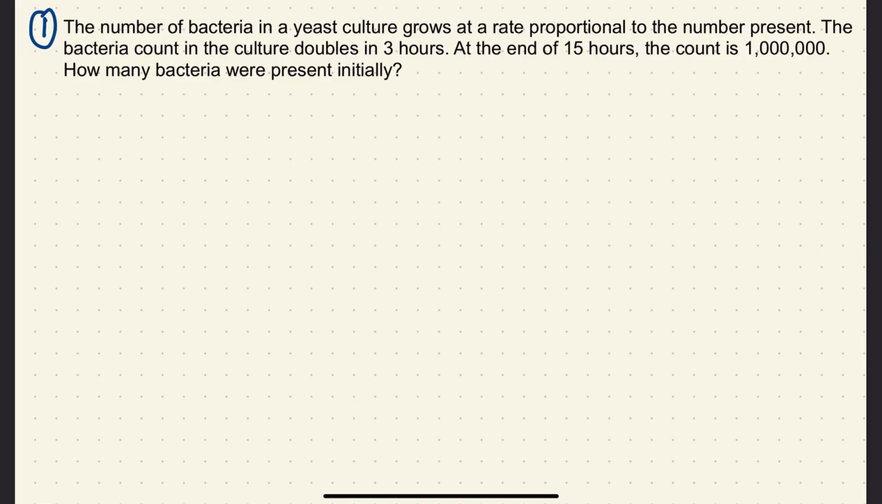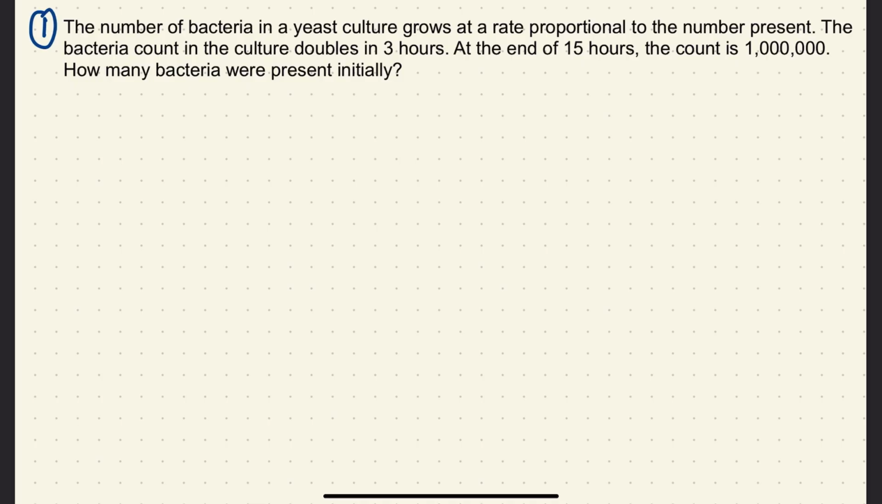We start with the first example. The problem reads, the number of bacteria in a yeast culture grows at a rate proportional to the number present. The bacteria count in the culture doubles in 3 hours. At the end of 3 hours, the count is 1 million. How many bacteria were present initially or originally?